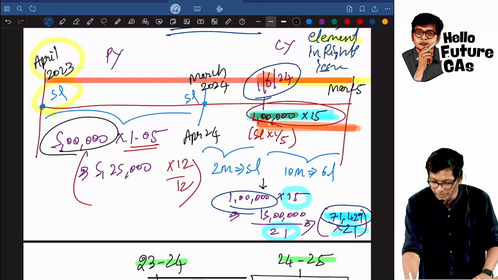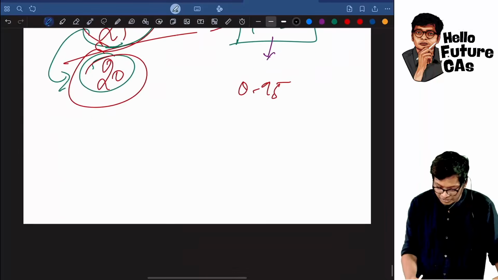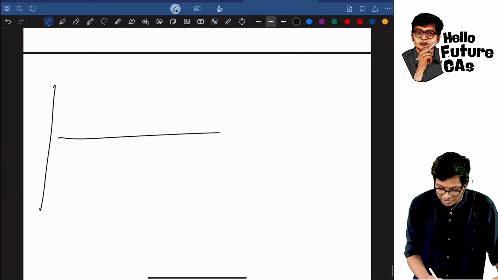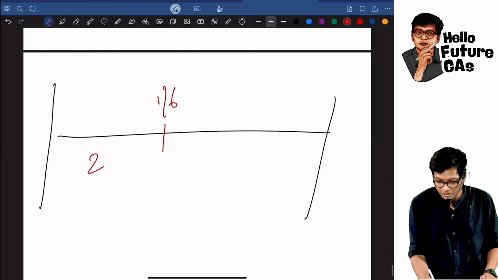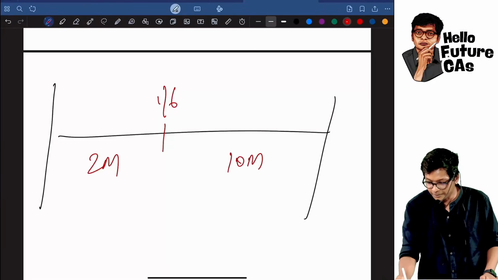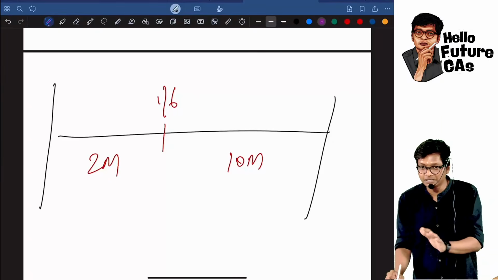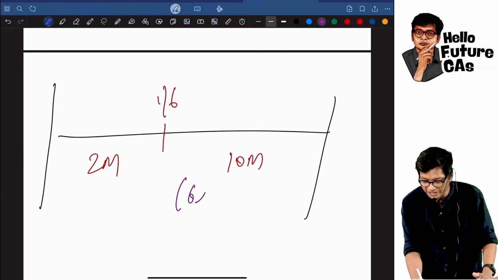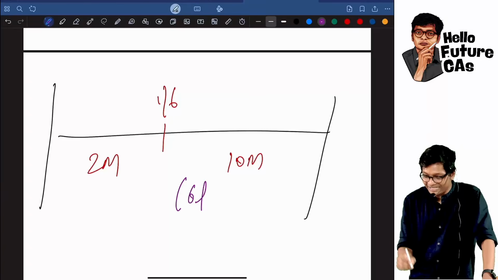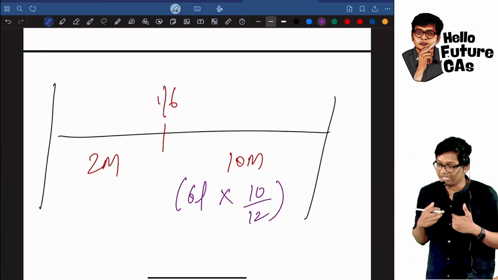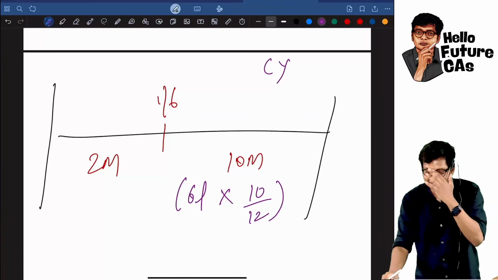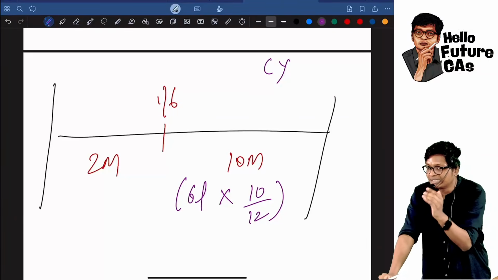Now in the current year, let me draw the diagram. In the current year, when are shares given? 1st June. So you have 2 months and 10 months, correct? How to compute weighted average? For 10 months it's easy. How many shares do we have? 6 lakhs into 10 by 12, correct? I am now doing the current year, guys. For the current year it is 6 lakhs into 10 by 12.